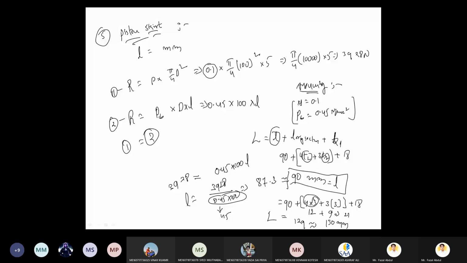Okay. And the last parameter is the piston pin.